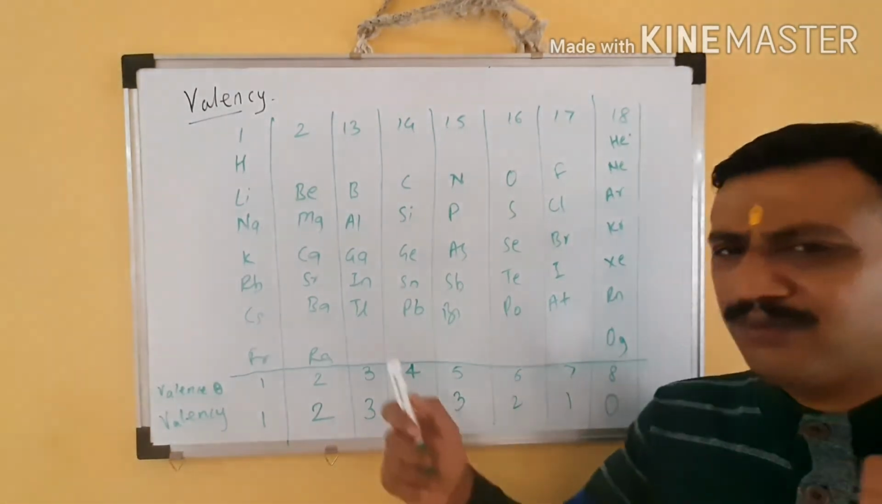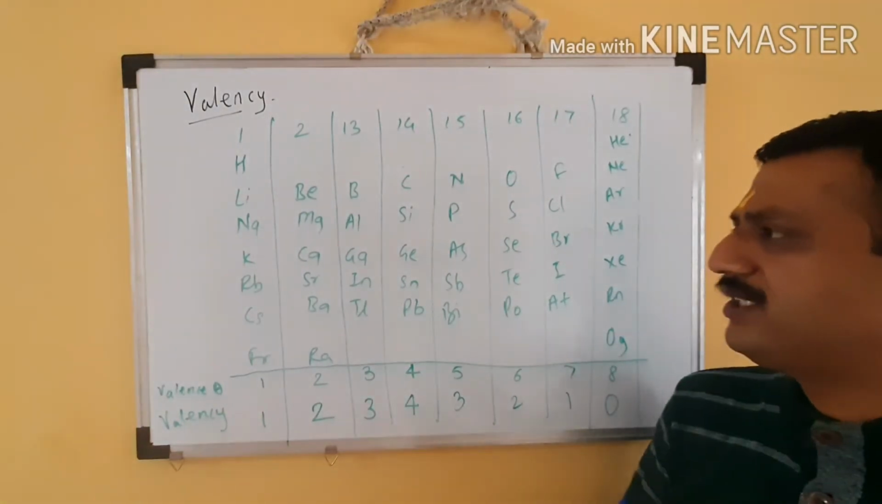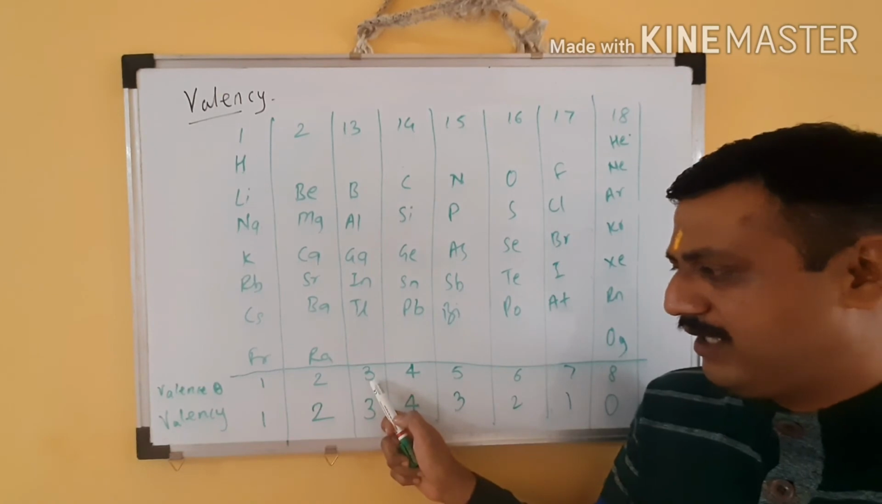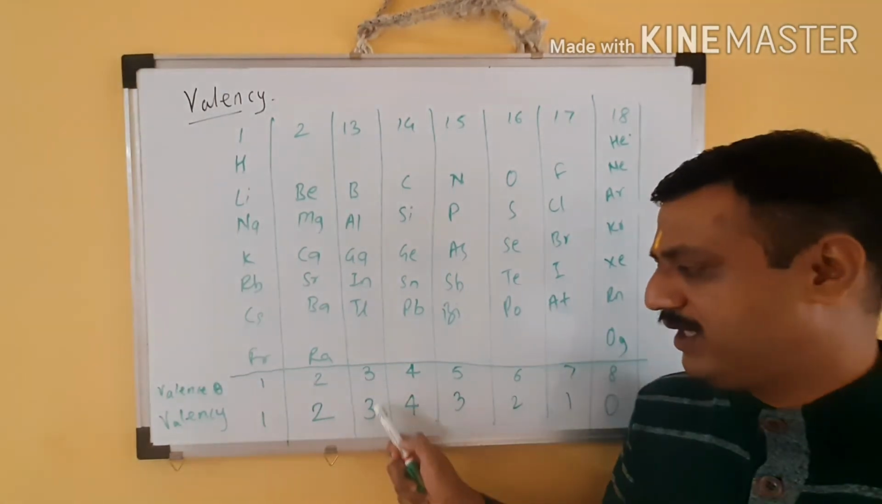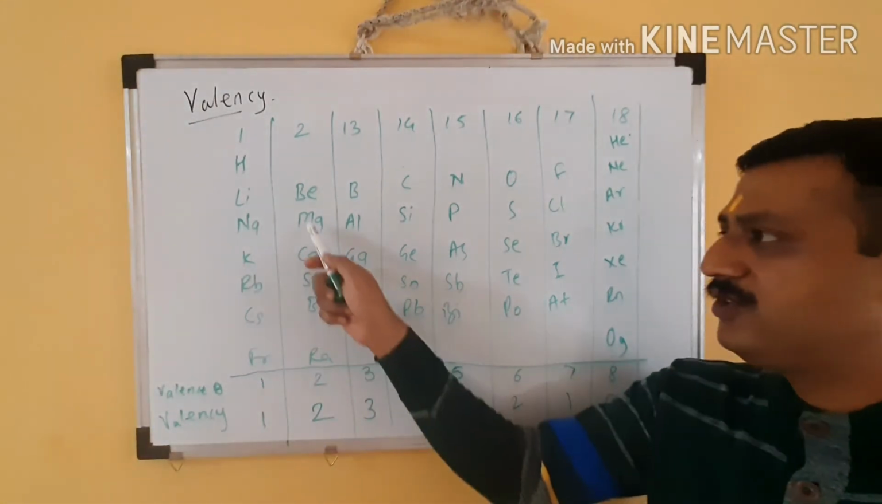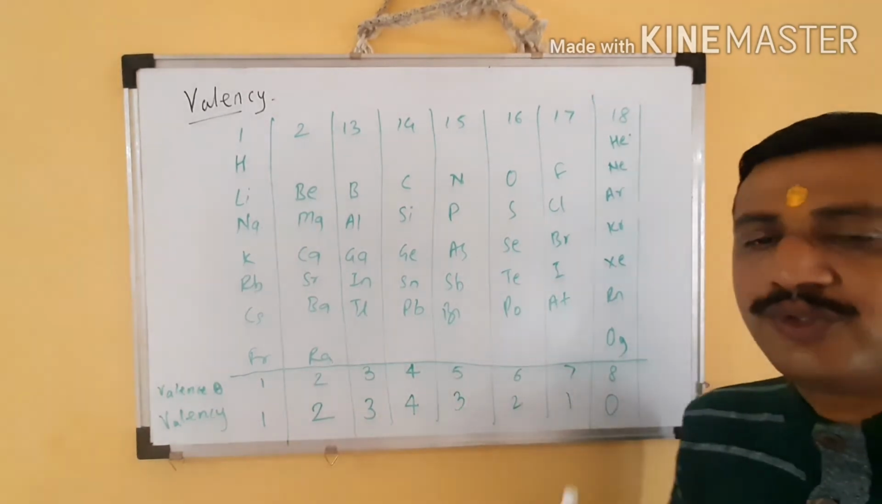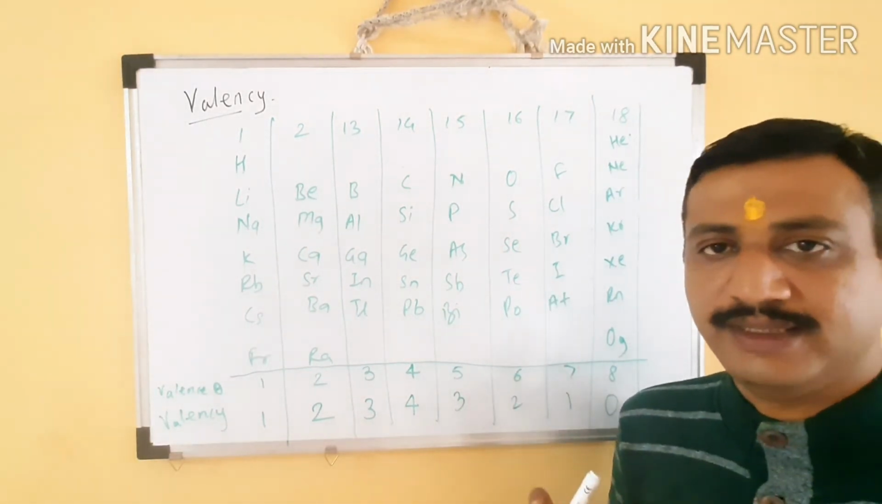Okay. So the broad idea: if there is a question, what is the valency of aluminium? Instantly we can respond: the valence shell of aluminium consists of 3 electrons, so its valency is 3. What is the valency of magnesium? It's 2. Valency of sulfur, it's 2. So this is about the major valency.